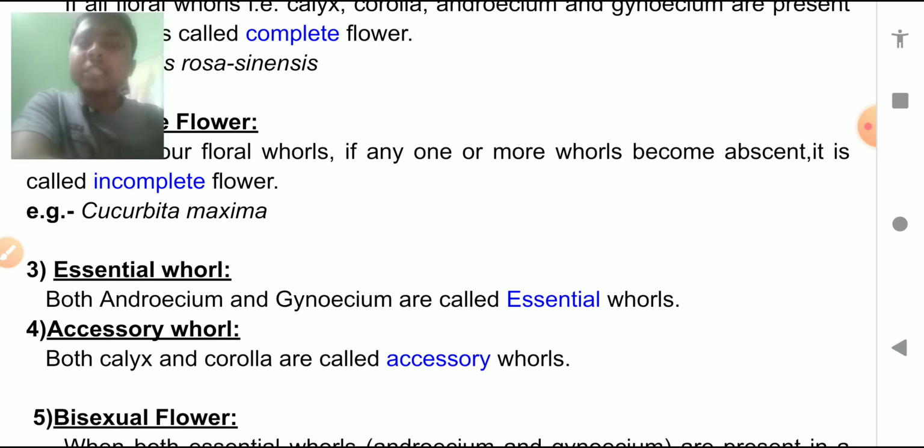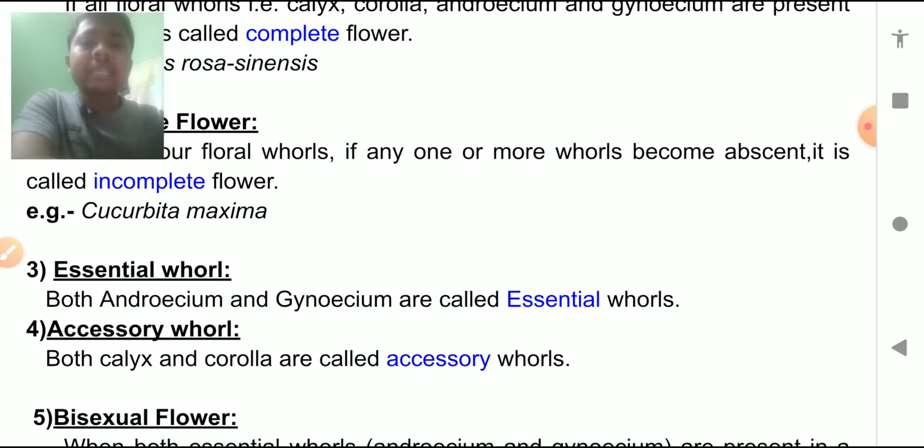Why is this called essential and why is this called accessory? Essential means that these floral whorls have significant value. Why? Because the essential floral whorls, androecium and gynoecium, help in fertilization, and that's the reason a flower or a generation can produce its next generation. That's the reason it is an essential whorl. Without these floral whorls, the next generation cannot survive.